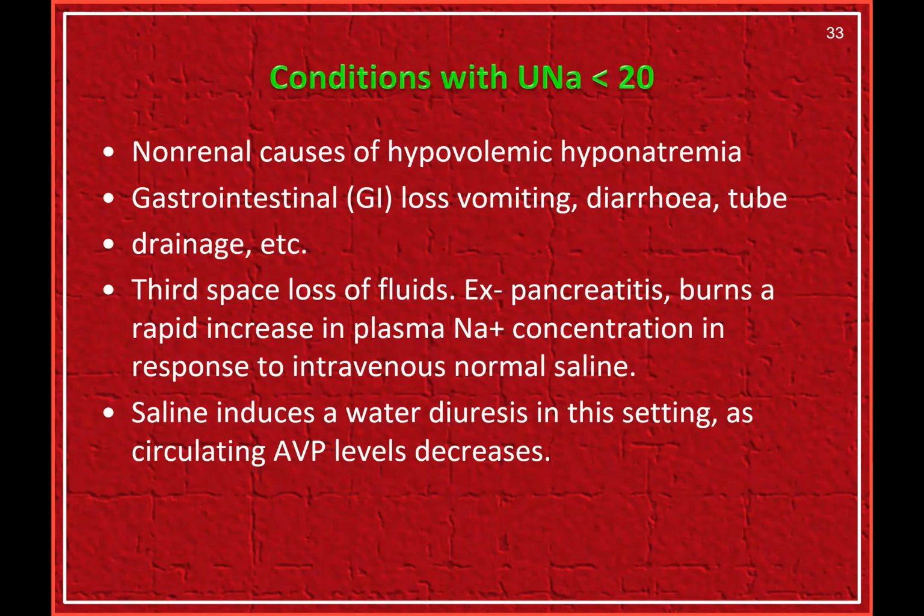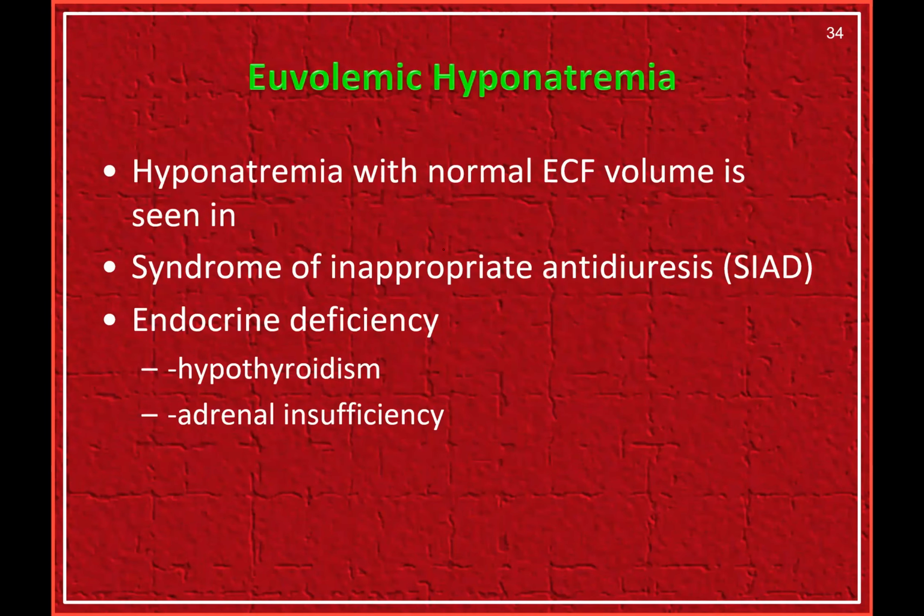So, conditions with urine sodium less than 20. Urine sodium is the guide for non-renal causes of hypovolemic hyponatremia. That means urine sodium excretion is conserved, and somewhere else we are losing the sodium: gastrointestinal, diarrhea, or tube drainages, and then third space fluids like pancreatitis and burns. There is a rapid increase in the sodium concentration in response to intravenous normal saline, and saline induces water diuresis in this setting as a result of suppressed circulating AVP levels.